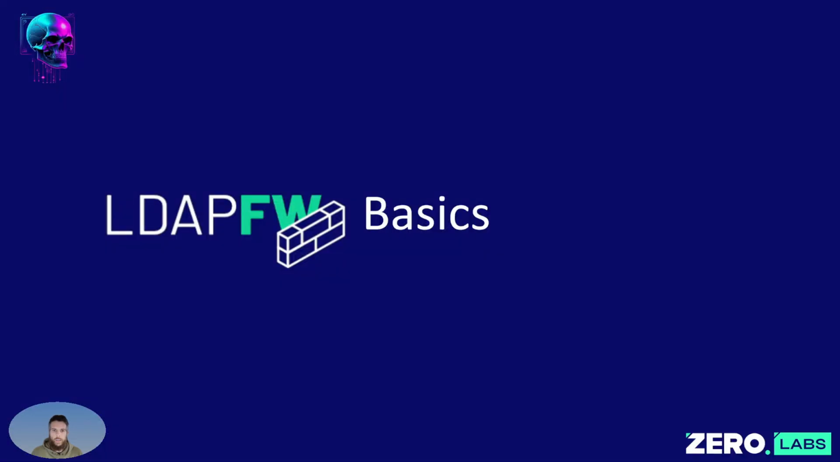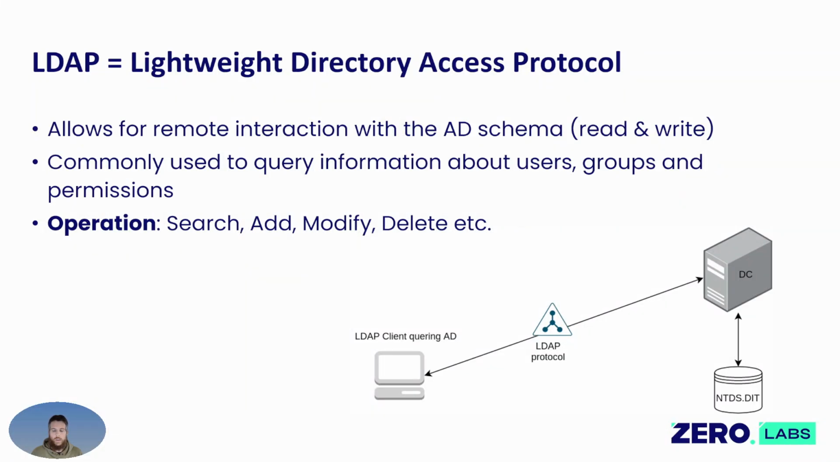LDAP is the protocol that lets you interact with the Active Directory schema. This could be for reading information or writing information, all of the information about the users, computers, groups, permissions, all of those things. LDAP is used very commonly in the Windows environment. For example, if you open up Outlook and look for a user, so let's say you're searching for me, you would write DE and hold Control K. Behind the scenes, there will be an LDAP search operation that goes to the DC and queries for any user that matches the DE string.